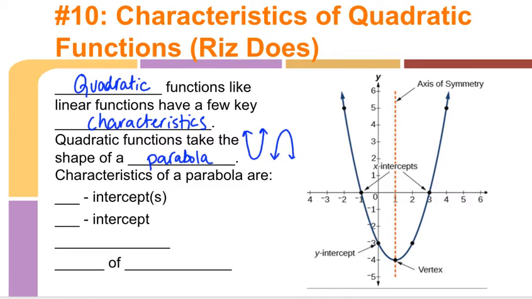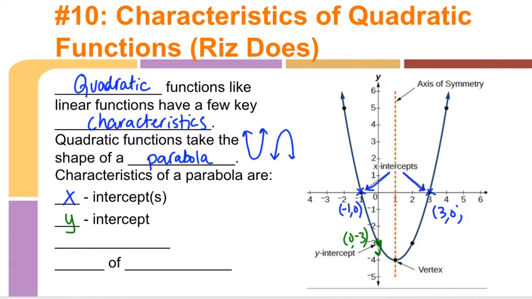Okay, so some of the key characteristics of a parabola are, one of them is x-intercepts. If you're looking at this graph over here, the x-intercepts are the spots where the function crosses the x-axis. So in this case, it would be (-1, 0) and (3, 0). The next characteristic, very similar to a linear function, would be a y-intercept. You would look along the y-axis, and the point where the parabola crosses the y-axis is right here at -3. So that would be (0, -3).